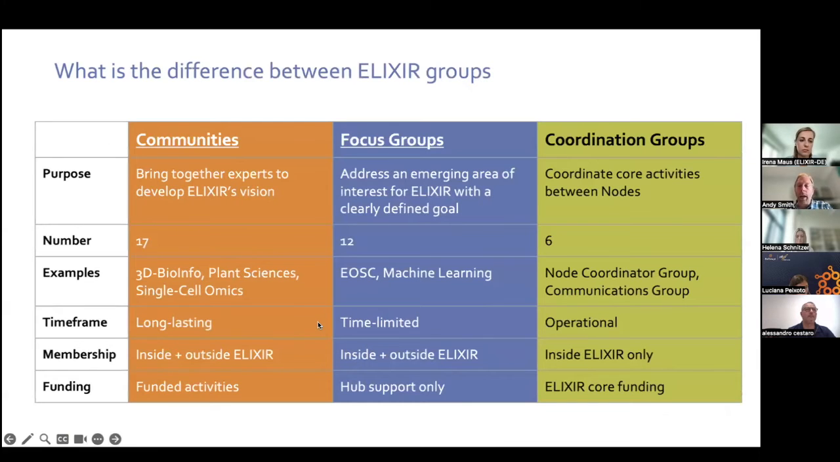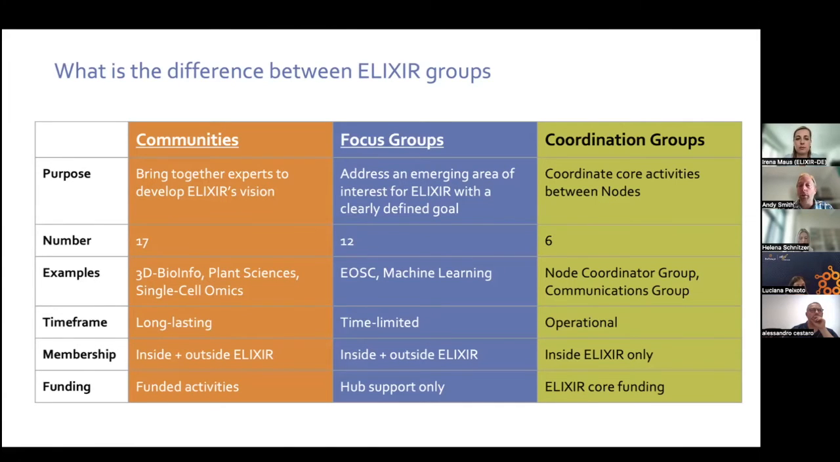We also have a lot of mechanisms to bring together different Elixir groups. So we have something called communities. We have 17 of those, and these are in more thematic areas, including, say, plant sciences or 3D bioinfo. And if we think of Elixir, we need to bring value by bringing experts together. The area of Elixir is very broad, so we do that by bringing people together in these domain-specific communities. They have a longer term duration and they can include experts from outside Elixir as well.